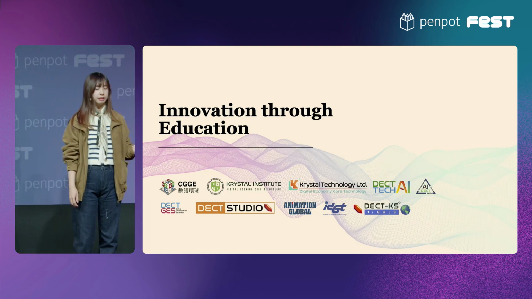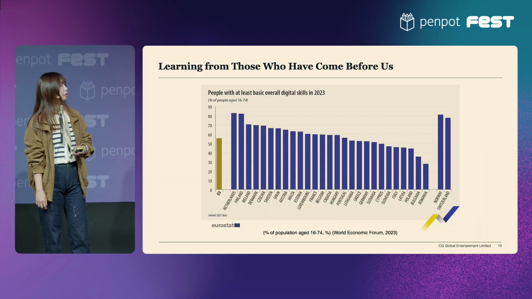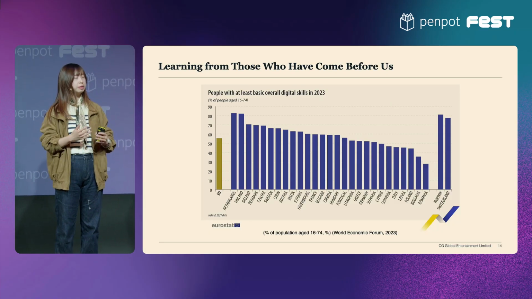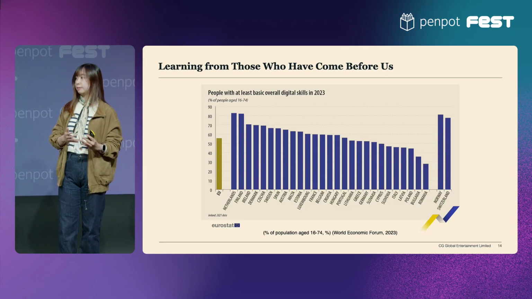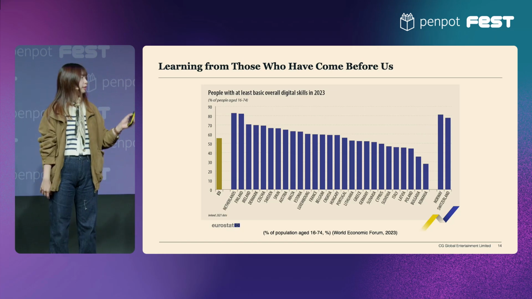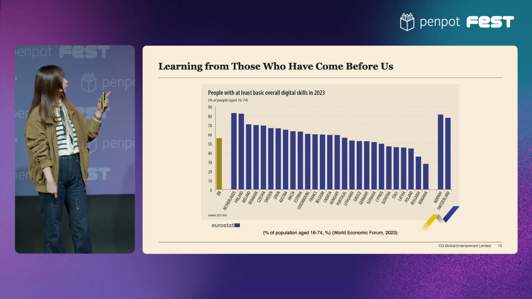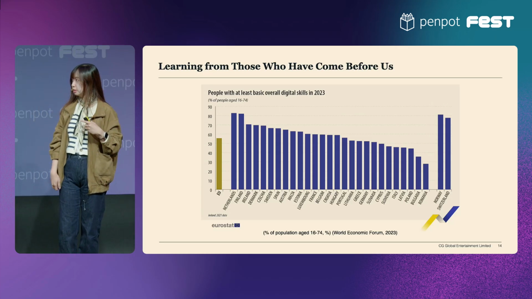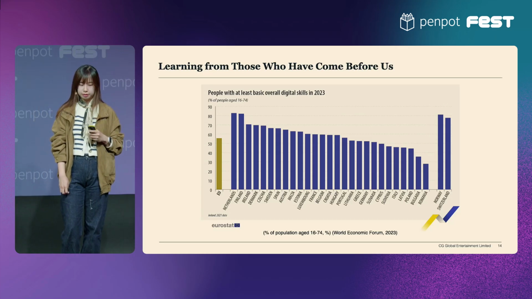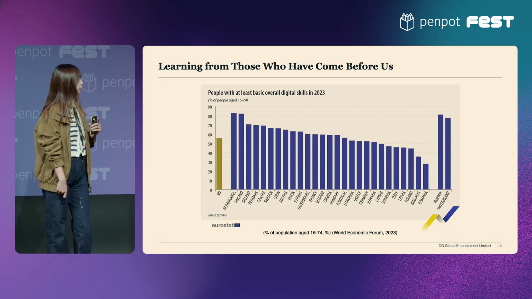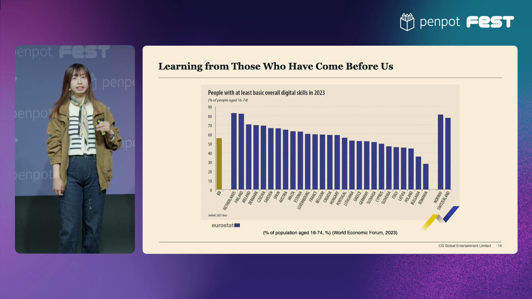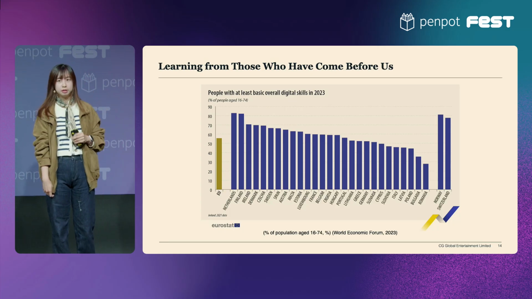So I would like to talk about our story. First of all, looking back on our journey, we were wondering how we can implement OSS applications in Hong Kong. One day, we saw this chart, and it shows the people with at least basic digital skills in the European countries. So we started to think about a question: why does the Netherlands have the highest percentage, taking a leading step amongst those European countries?